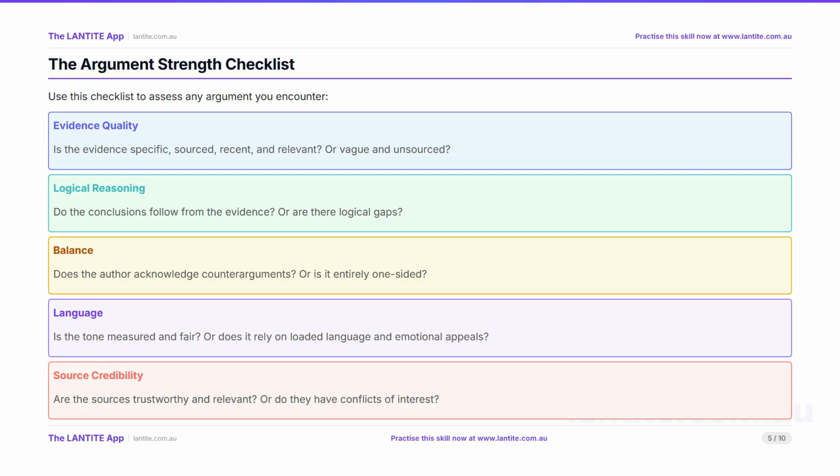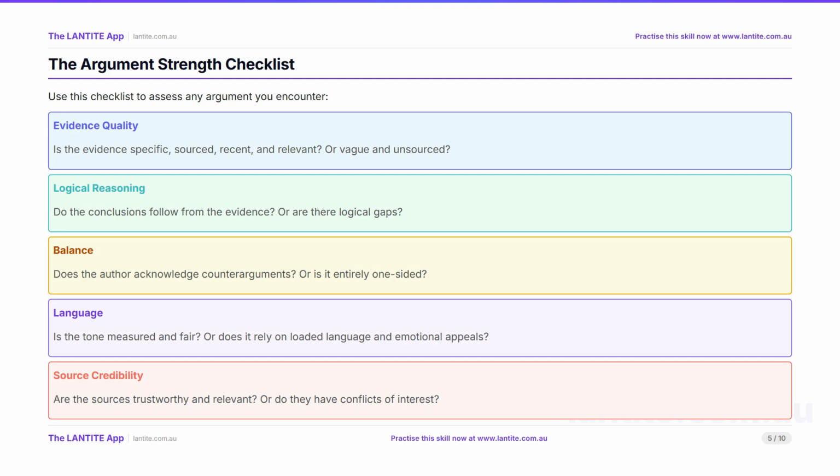When you need to assess the overall strength of an argument, use this 5-point checklist. First, evidence quality. Is the evidence specific, sourced, recent, and relevant? Or is it vague and unsourced? Second, logical reasoning. Do the conclusions actually follow from the evidence? Or are there gaps where the author jumps from A to C without explaining B?